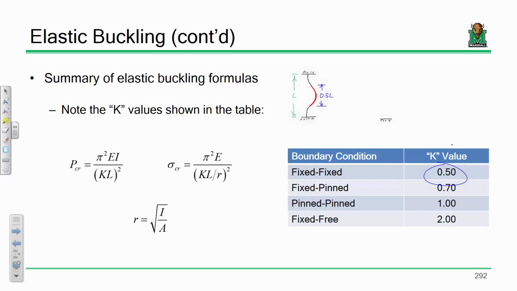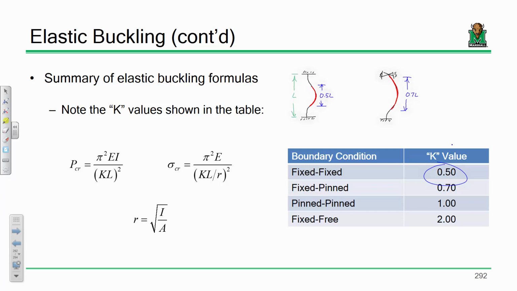And this is where my artistic ability lacks a little bit. If you have a column that's fixed on the bottom but pinned on the top, it sort of buckles like that. That's kind of how it buckles, because the bottom can't rotate. And that deflected shape, we're kind of after that. And we're saying that dimension is about 0.7 L. Does that make sense? Are we okay with that?